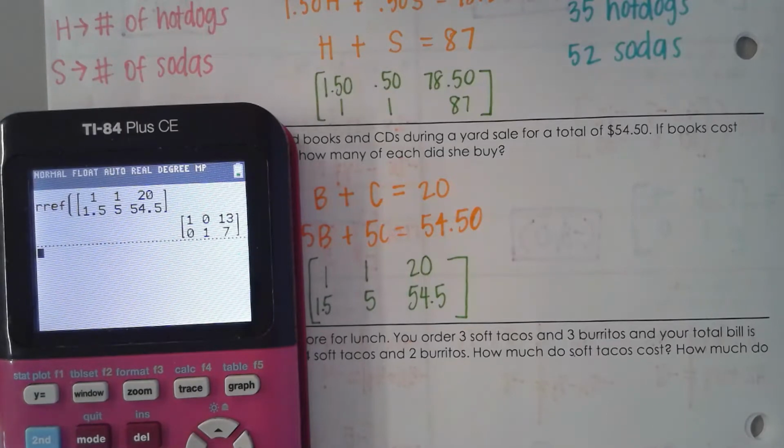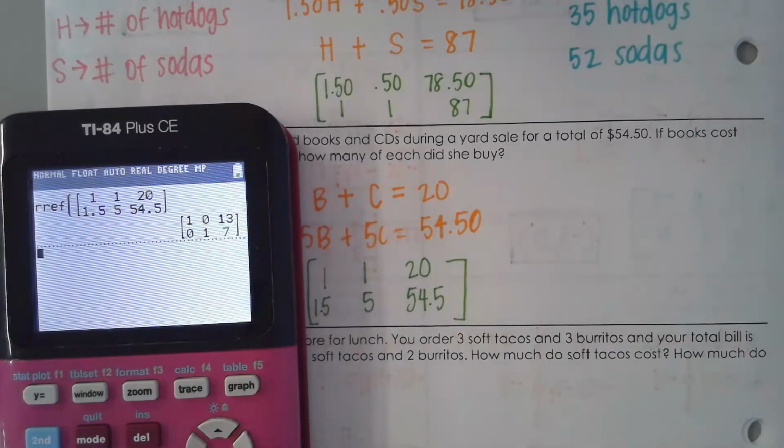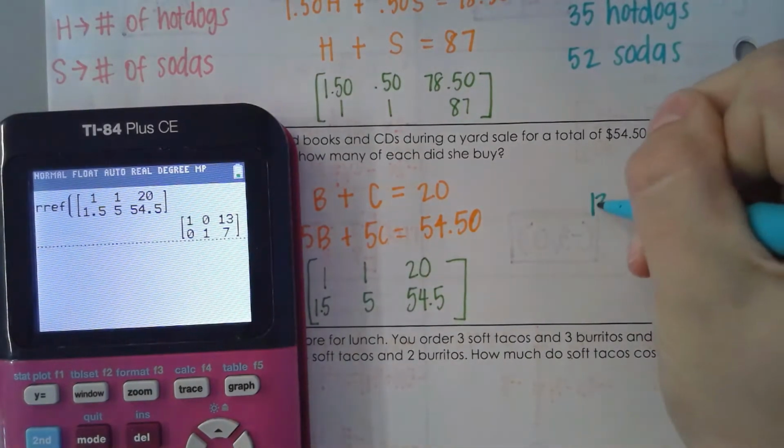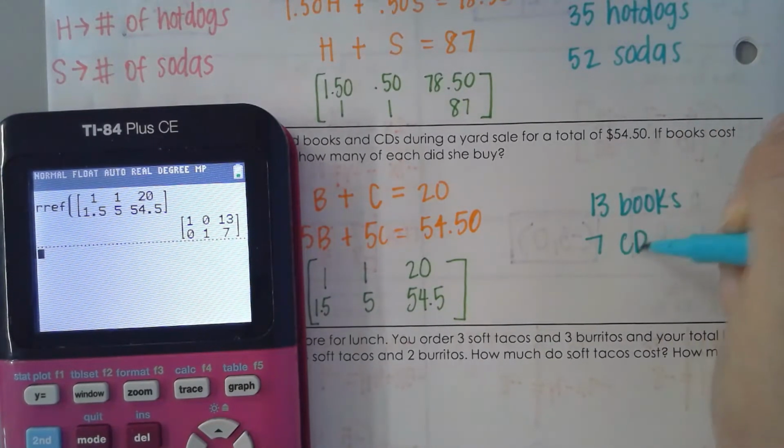So, yep, we get 13 and 7. And because I had the B first, that means 13 books and 7 CDs.